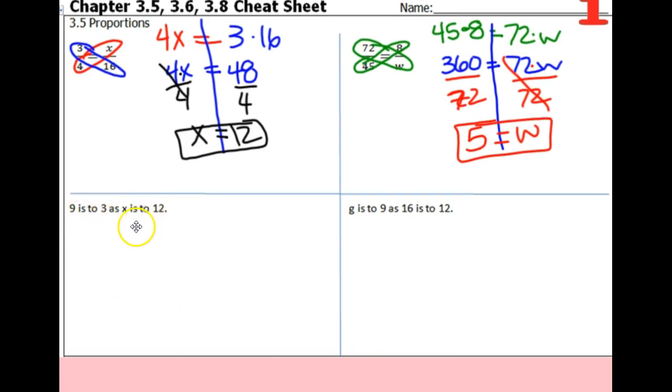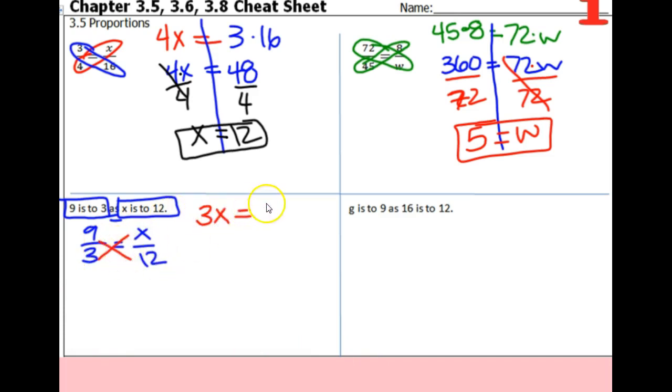These are word problems we need to first set up as a proportion and then solve. It says 9 is to 3, so we can write that as 9 over 3. As means equals to x is to 12, written as x over 12. So just like before, we're going to cross multiply. 3 times x is 3x.